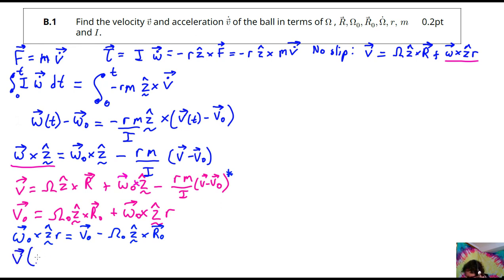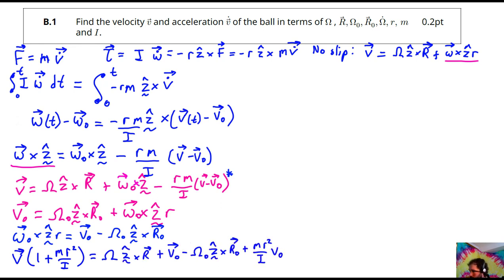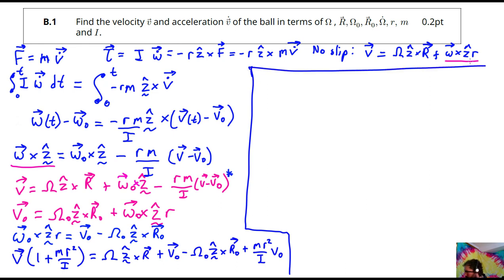Alright, so I'm going to bring all my v terms to the left side, and then on my right hand side, I'm going to get this. If we remember, we were given a nice definition for a shortcut term we can use called alpha. So we can see that our v's are multiplied by 1 over alpha. And if we gather our v naught terms, we'll see that this is also equivalent to 1 over alpha. So that means what I've got here is this, and if we just multiply everything by alpha, then we have our expression for v.